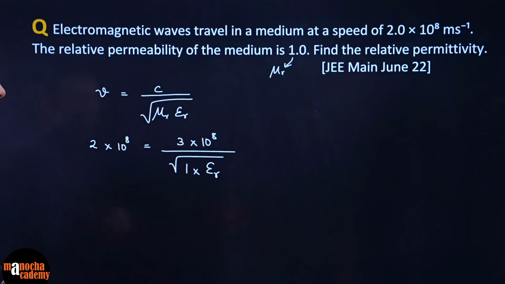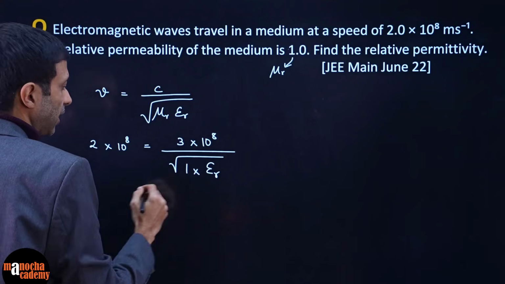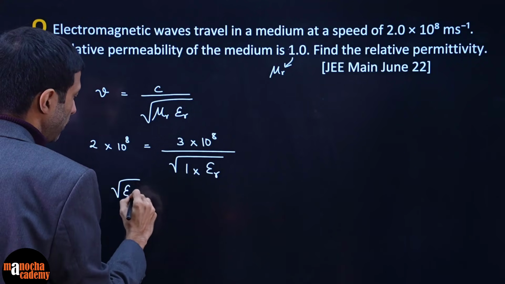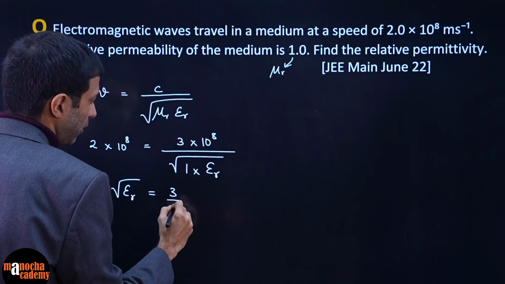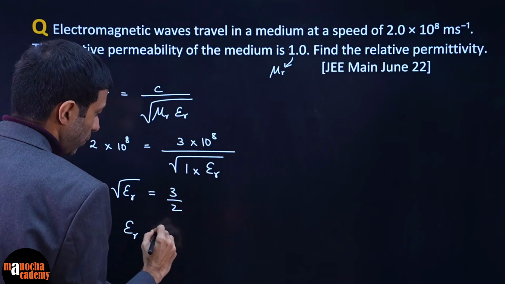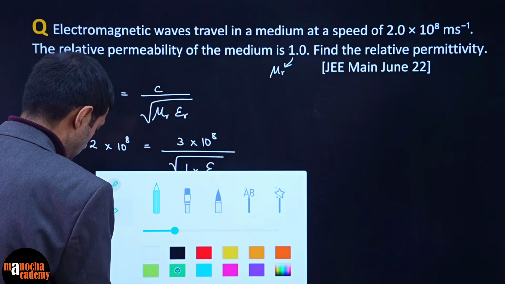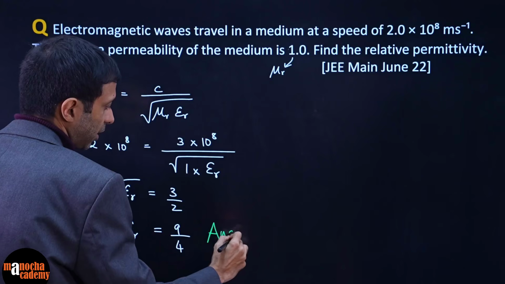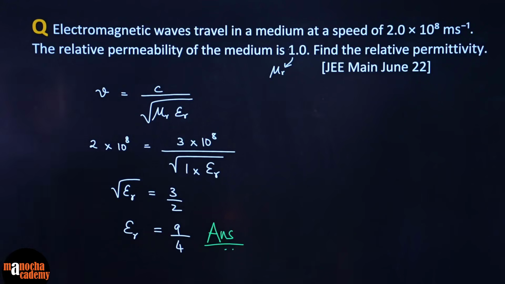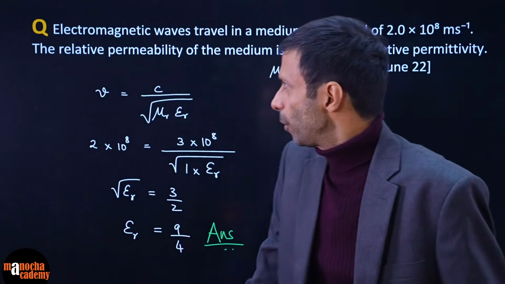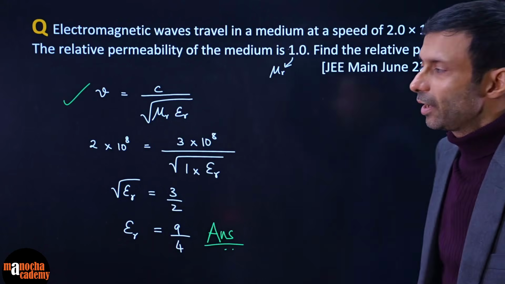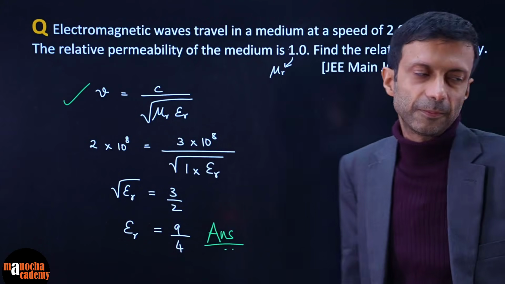Got it? So this all will get cancelled. So basically I will get root of epsilon r is 3 by 2. So if I square both sides, will I get the answer? 9 by 4 will be the answer, and you can work it out in decimal. Done? So see, with this magic formula it became so easy. Or you could have done it from the basics also, you will get the same answer.